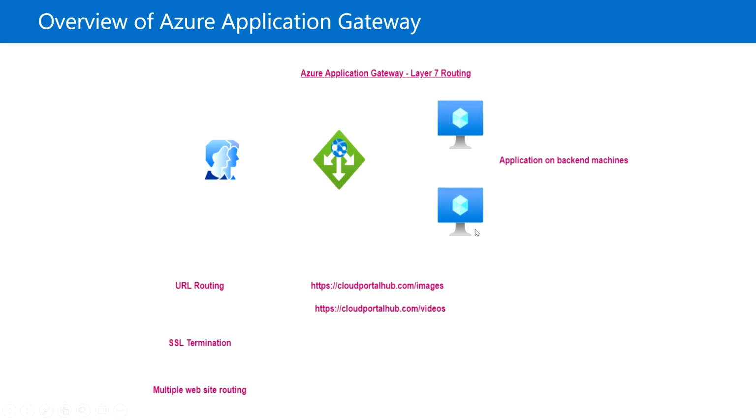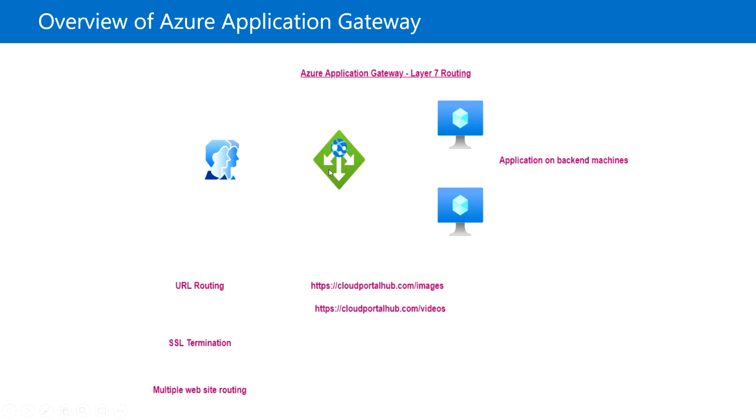Okay, next, application gateway. In application gateway, let's say we have a pool of virtual machines where we are running the application. These virtual machines will be running behind the application gateway, and when the users access the application gateway, it will route the traffic to these backend machines. Here the application gateway runs at layer 7 routing, whereas the Azure load balancer runs at layer 3 and layer 4.